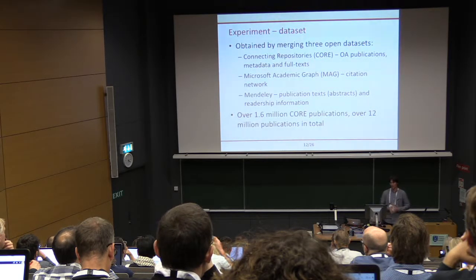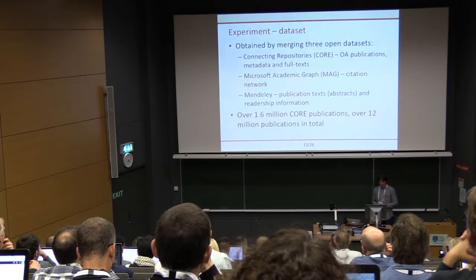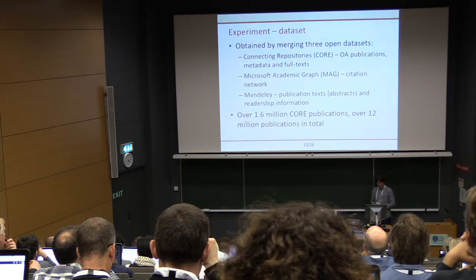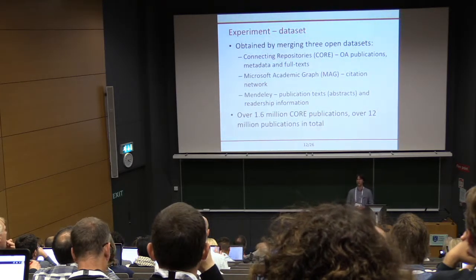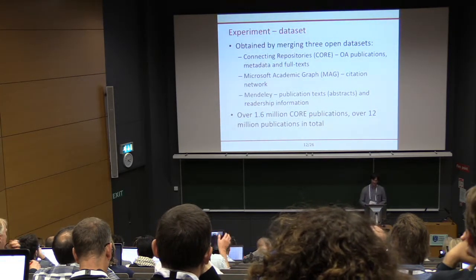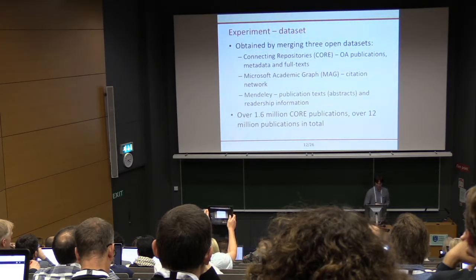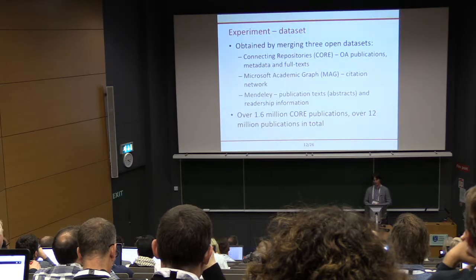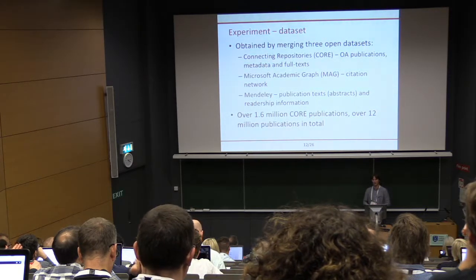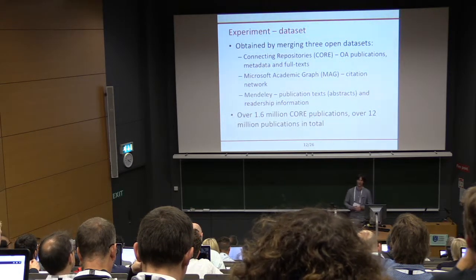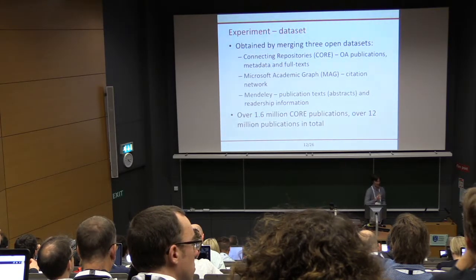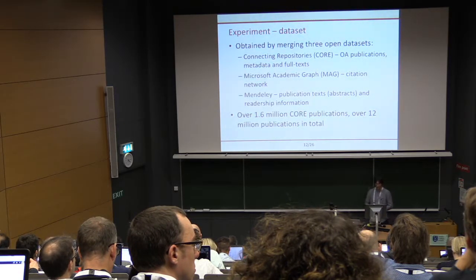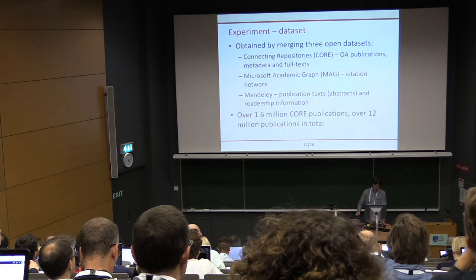So how did we do our experiment? We have obtained a new data set by merging three openly accessible data sets. The first data set is the data set of open access publications from CORE, C-O-R-E. Second data set is Microsoft Academic Graph, 120 million metadata items with more than 500 million citation pairs, freely available since 2015.